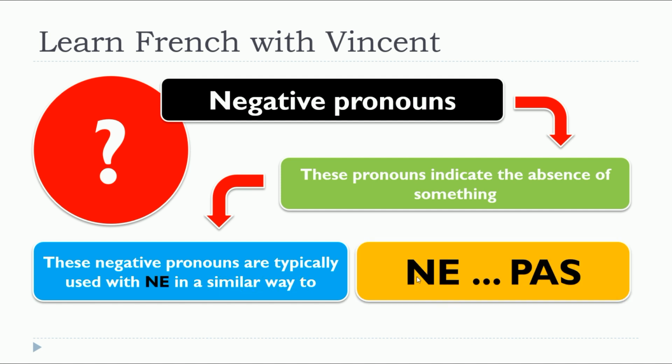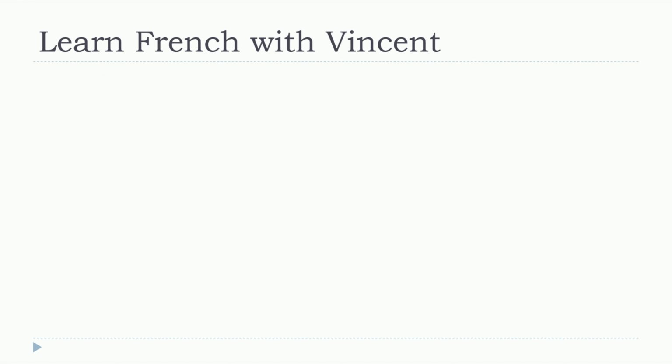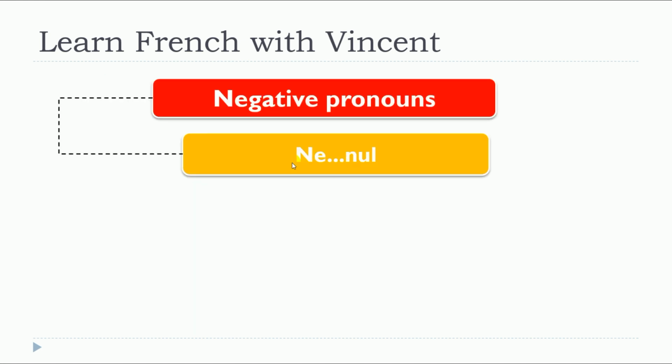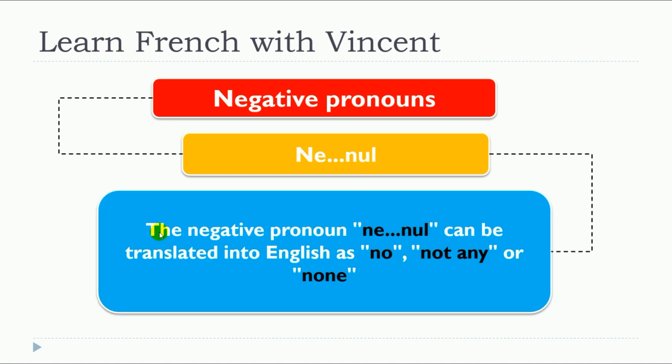So remember, this is the negative form, ne pas. So it means that instead of pas, we will use the negative pronouns. So we will have ne and then your negative pronoun here. So this lesson is about ne, nul. The negative pronoun ne, nul can be translated into English as no, not any, or none.